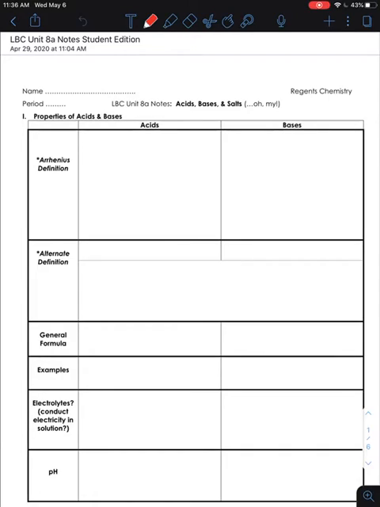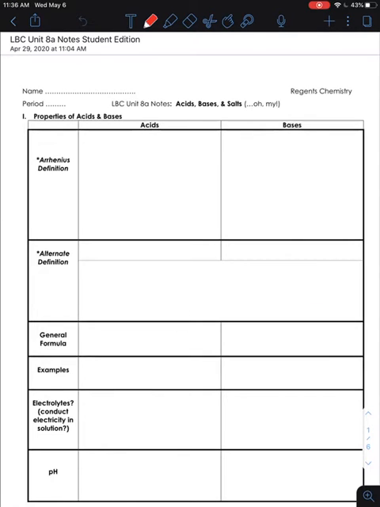So this is part one of our acid, base, and salts section. Okay. So what we're going to do today is we're just going to go over the properties of acids and bases. There are a couple of definitions, the Arrhenius definition and our alternative definition, which is our Brønsted-Lowry. You just have to know that there are two types of definitions.